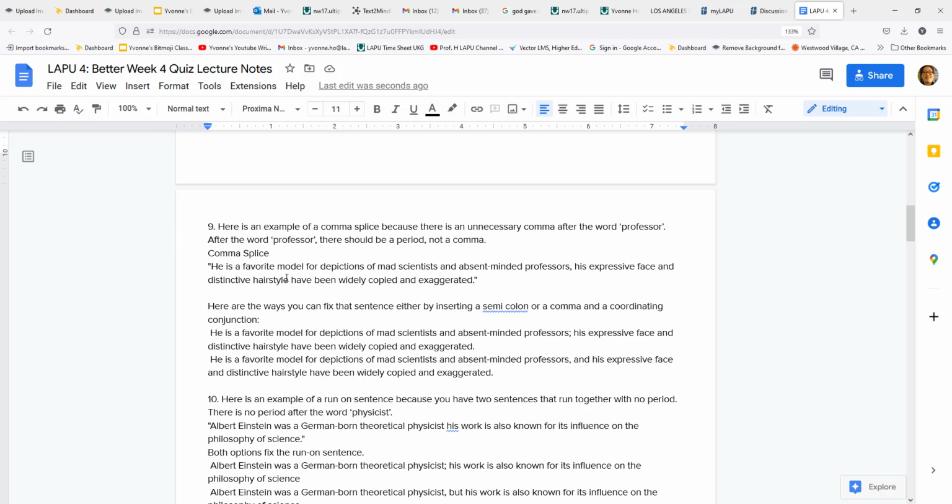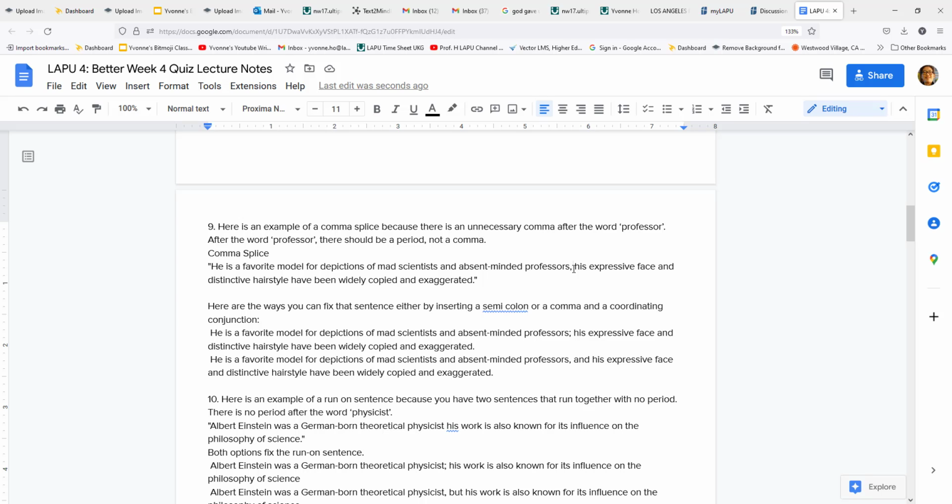He is a favorite model for depictions of mad scientists and absent-minded professors. His expressive face and distinctive hairstyle have been widely copied and exaggerated. And so he is a favorite model for depictions of mad scientists and absent-minded professors. This should be a period over here, okay? And so this is a comma splice because whenever you have two sentences together with an unnecessary comma, that's a run-on sentence and it is a comma splice.